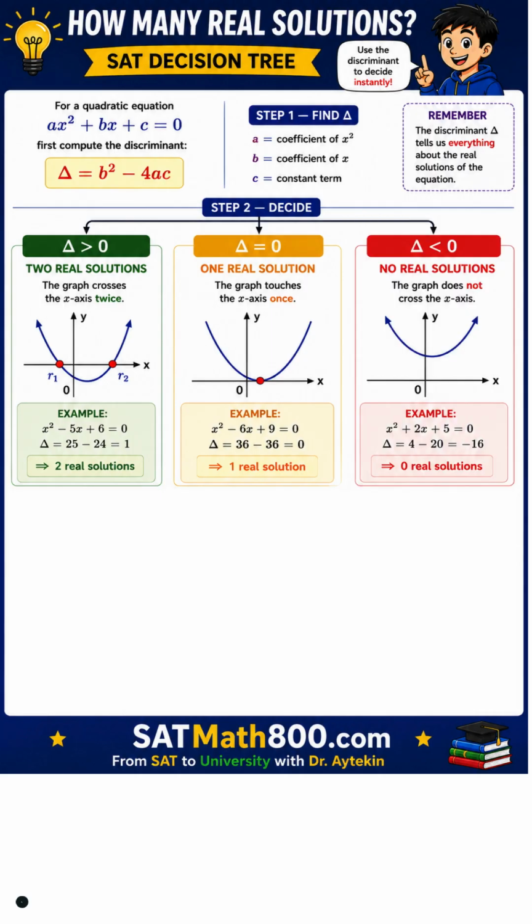The third case, if delta is less than 0, no real roots. But this does not mean that you don't have a parabola. You see the graph, it just does not have any x-intercepts.